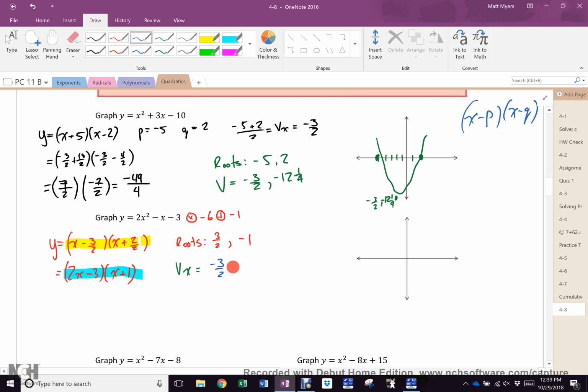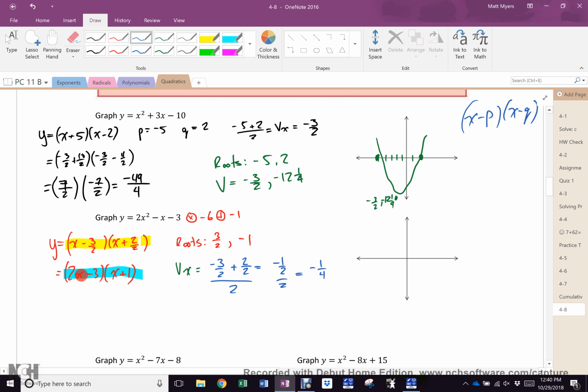Negative 3 halves plus positive 2 halves is negative 1 half, and all that needs to be divided by 2, doesn't it? Yeah. Which is what? Negative 1 over 4. Is that an x or a y value? x value. So where does it go? Where can I put it? Everywhere I see an x, yes?